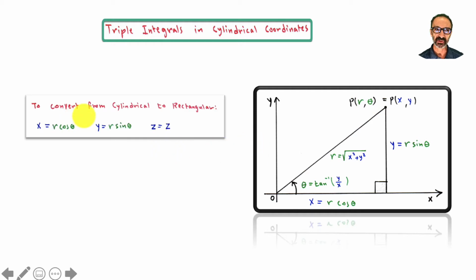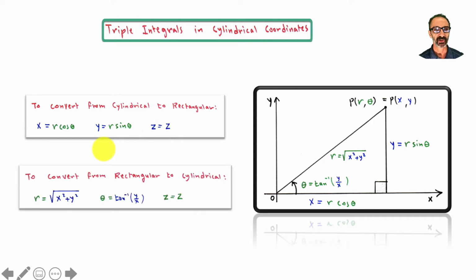Now to convert from cylindrical to rectangular, in rectangular we need x, y, and z. To get x you need r cosine theta. To get y you need r sine theta. To get z, it's the same z. Going the other way around, to convert from rectangular to cylindrical, you need r, theta, and z. As you can see, z is the same. r will be the square root of x squared plus y squared. Theta will come from tan inverse y over x.